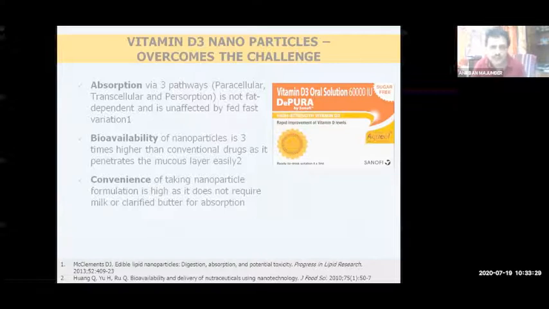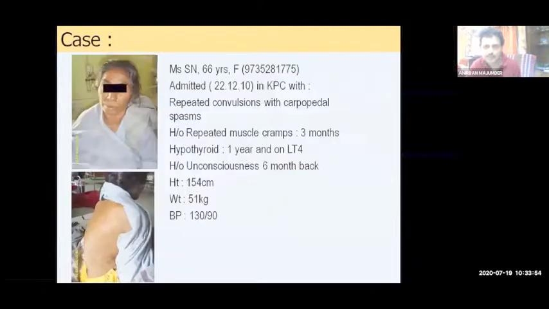It increases the bioavailability of vitamin D3, and thirdly, you don't have to give it along with some fatty preparations, because the majority of other conventional vitamin D you have to give along with the meal or with some fat, so that it can easily be absorbed. So a nanoparticle formulation does not require this kind of prerequisite as far as administration is concerned.